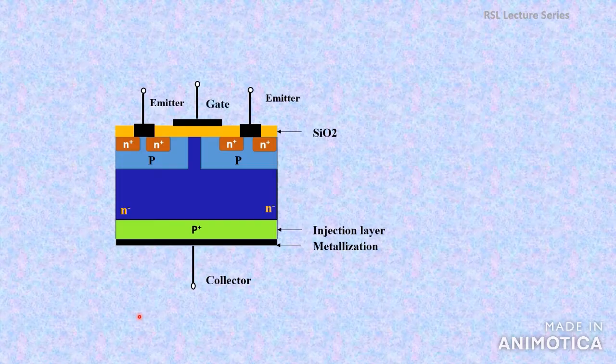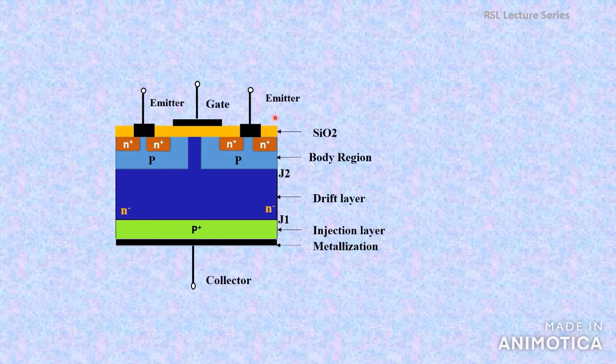Now if you see here, in between this P plus region and N minus region, one junction will be formed, which is called the junction J1. Similarly, in between this N minus layer and the above P layer, another junction will be formed, J2. The region in between junction J1 and J2 is called the drift layer. And the region above the junction J2 is called the body region.